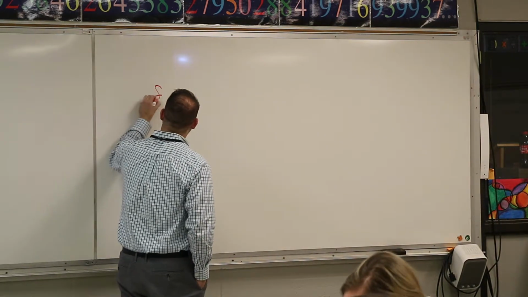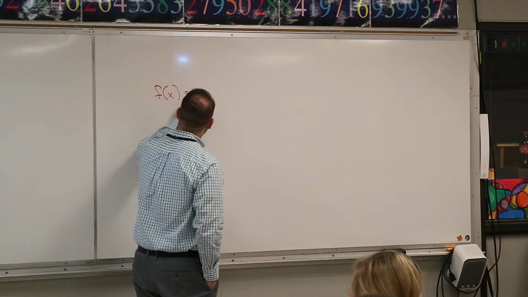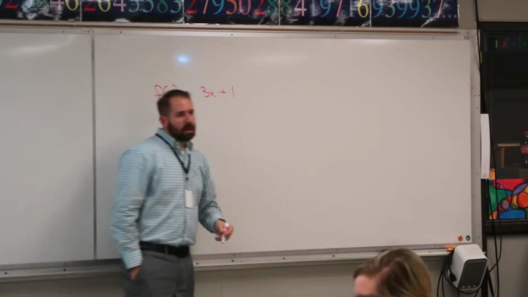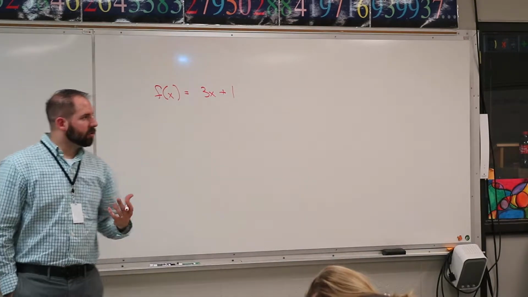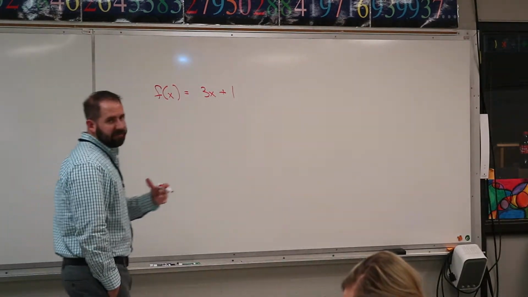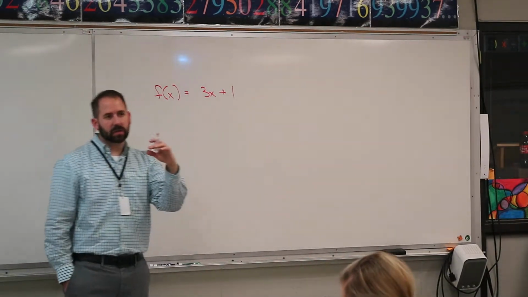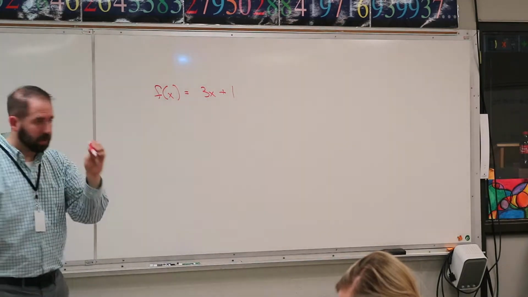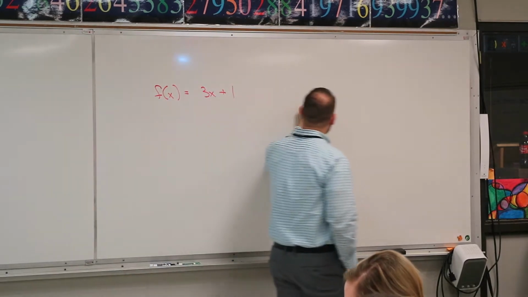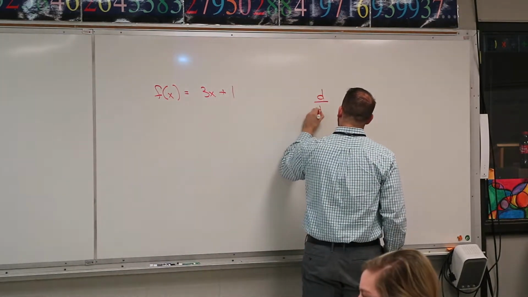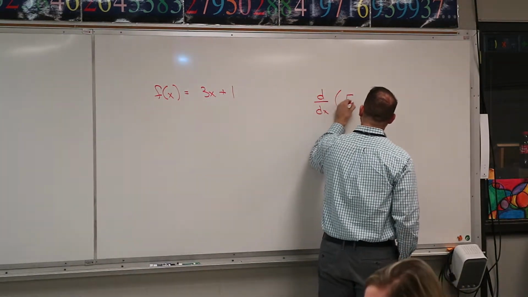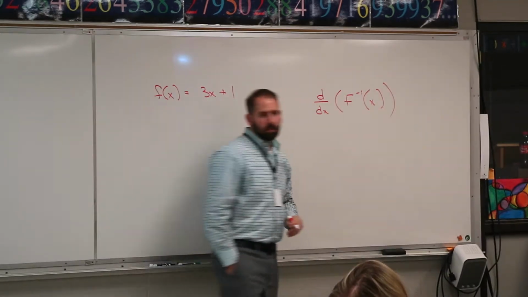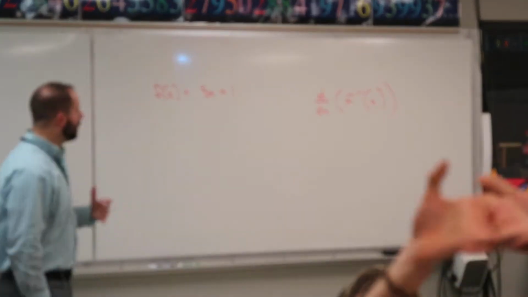So here's my function to start with. All right, 3x plus 1. So let's say that this is my function, and the whole goal in that first question, maybe it says in the directions, is find the derivative of the inverse function. That's what it wants. It wants the derivative of the inverse function. That thing. That's what it wants. Derivative of the inverse.